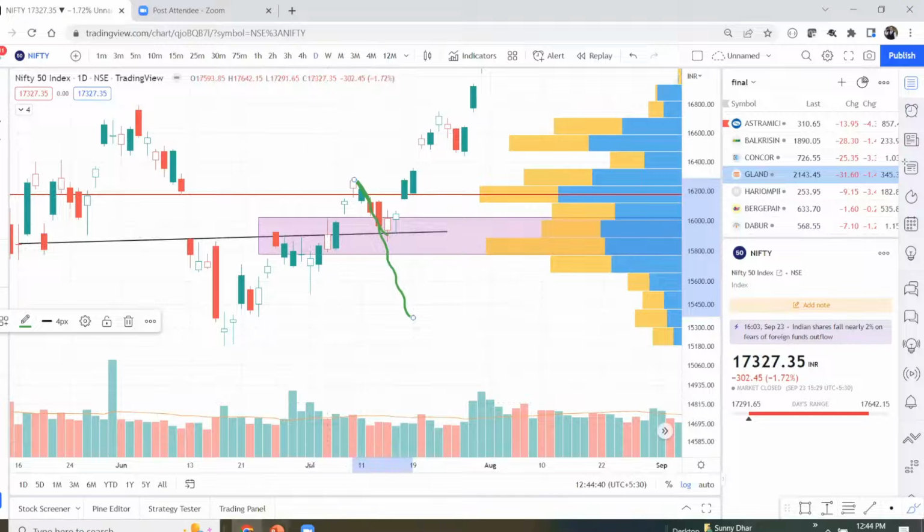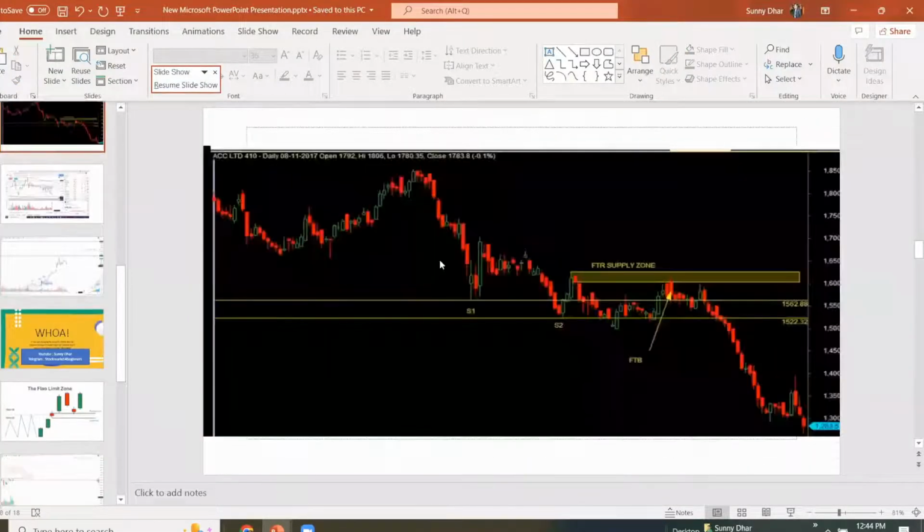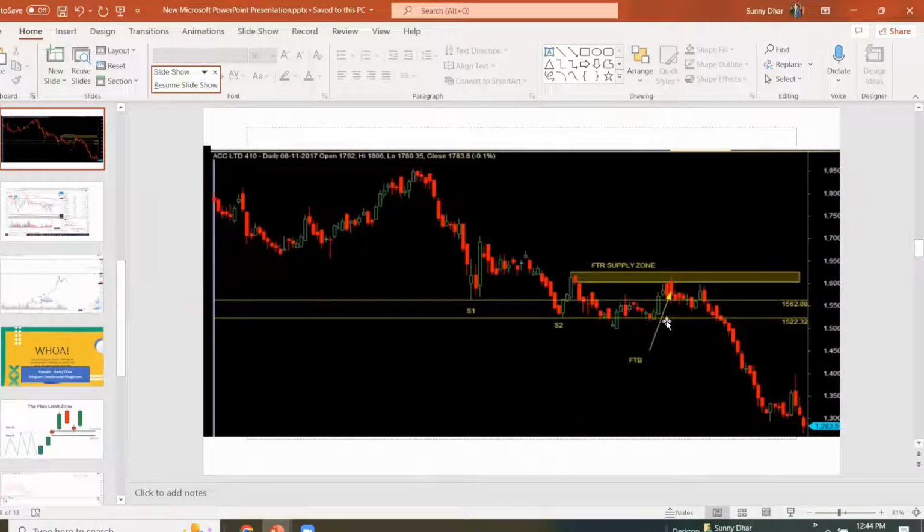Let me go back to the FTR example. See, normally what will happen is that if it is going up, it should cross this. But FTR means that price is failing to return, and it is again changing the direction to this side. So it has failed to return.